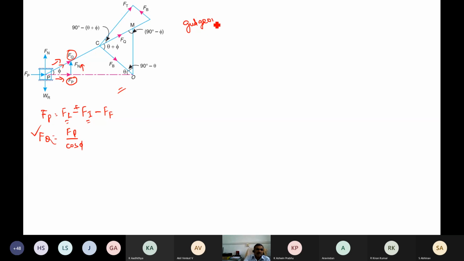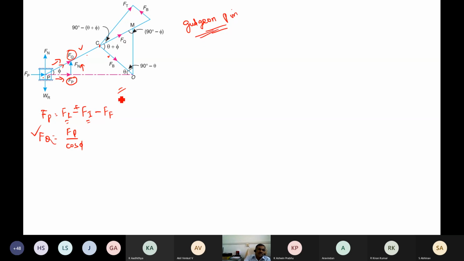Gudgeon pin. Here, the connecting rod has two ends. One is connected with the crank. So the crank and connecting rod are connected with one pin, that is known as the crank pin. And another pin, which connects the piston and connecting rod, is known as the Gudgeon pin.